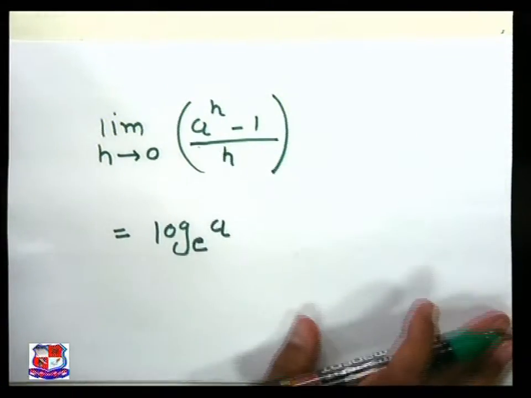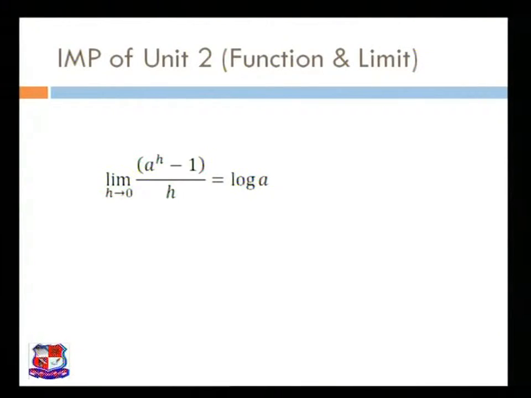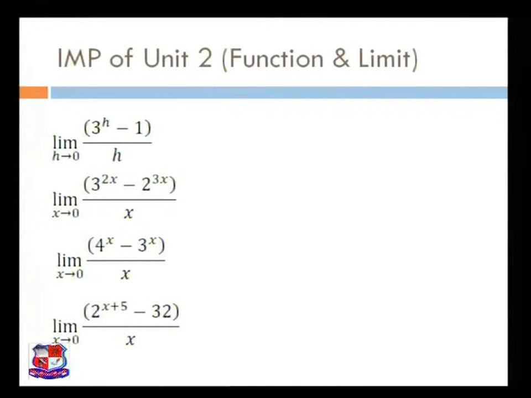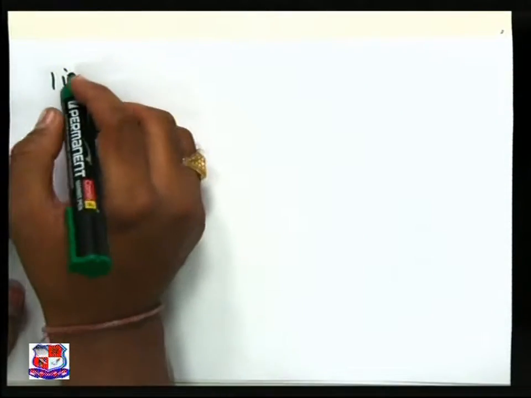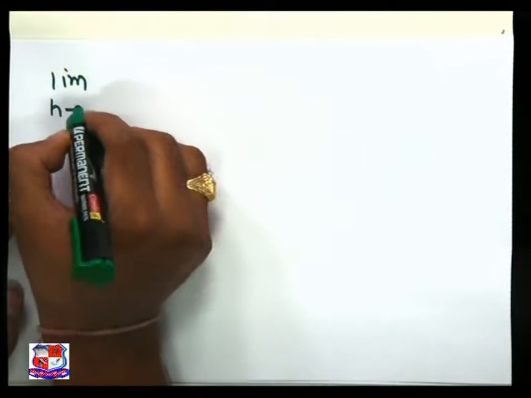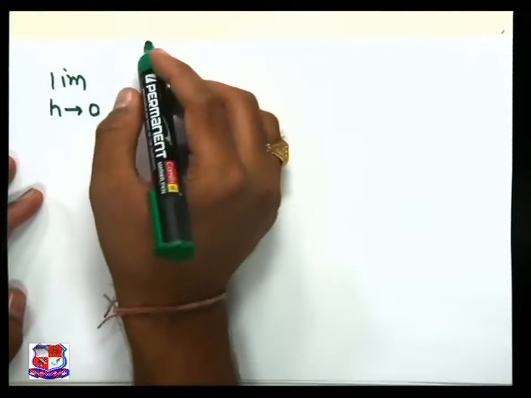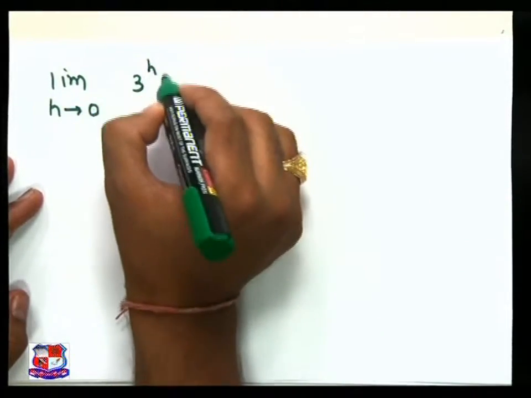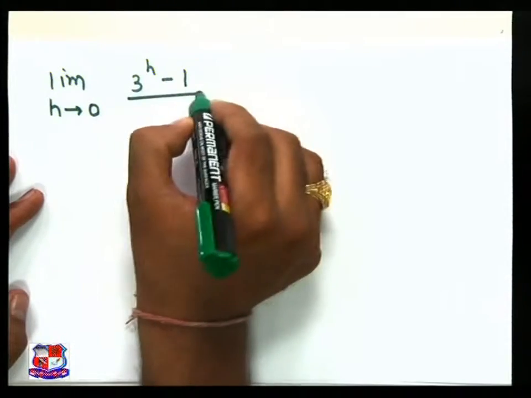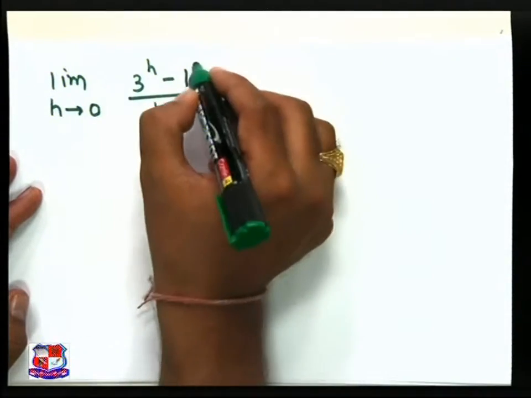that is e. And our next sum based on this equation, the first one, is limit h tends to 0, 3 raised to h minus 1 upon h. So we can write it first: limit h tends to 0, 3 raised to h minus 1 divided by h.